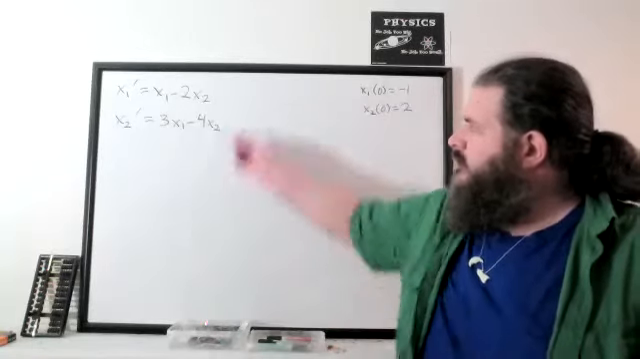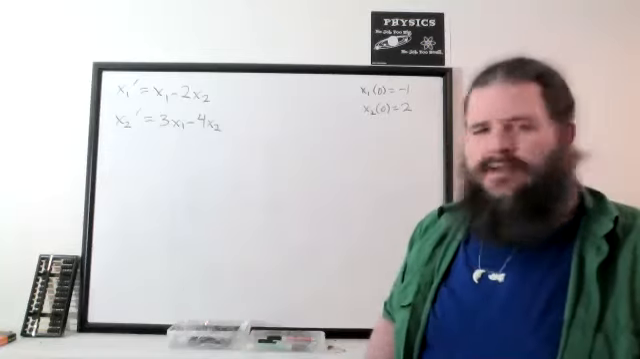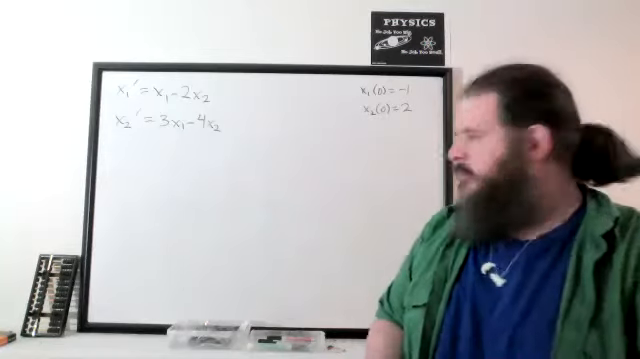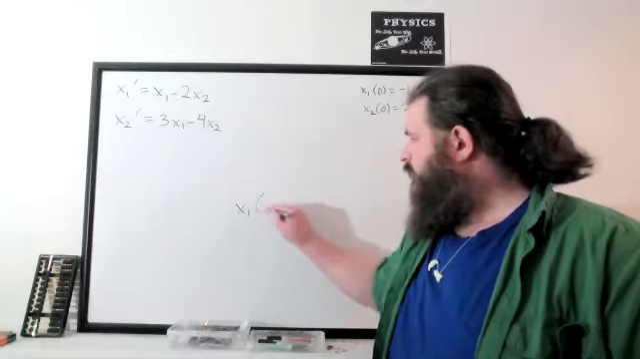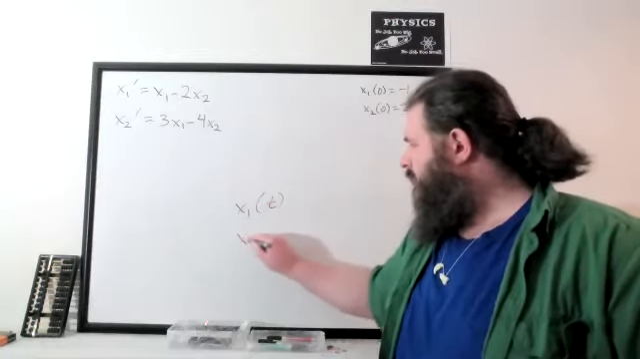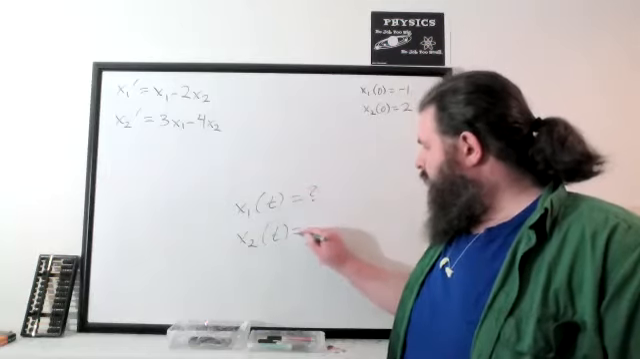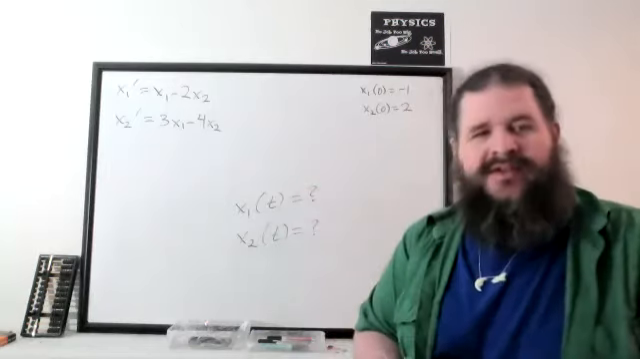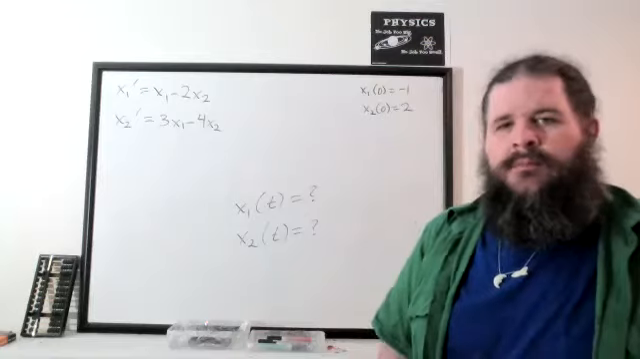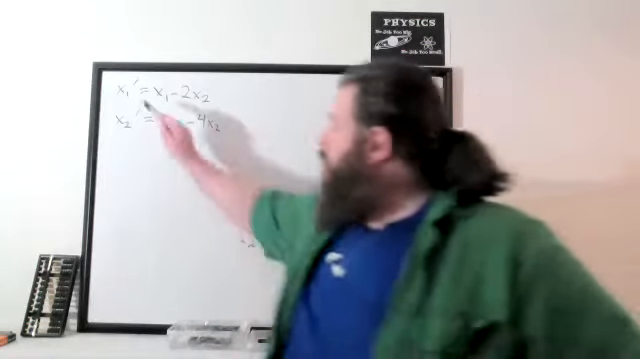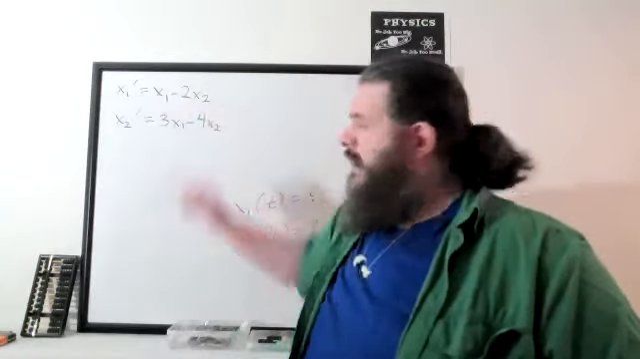Here we have a system of differential equations. We've got two unknown functions, x1 and x2. Presumably they are both functions of some other variable, let's say time. Ideally, we want to know what is x1 as a function of t and what is x2 as a function of t. But all we know about them so far is how their derivatives are related to both values.